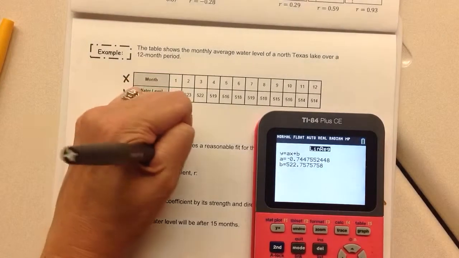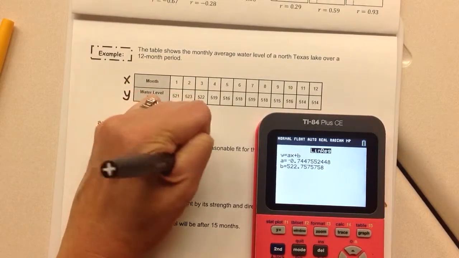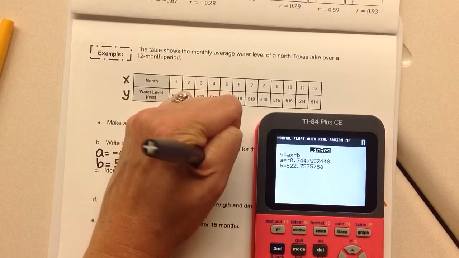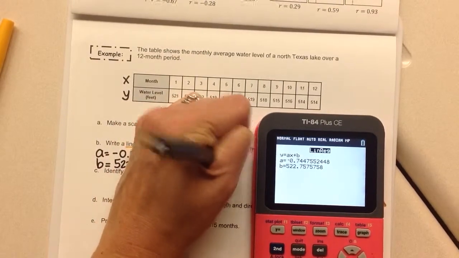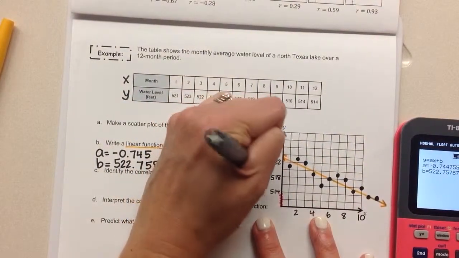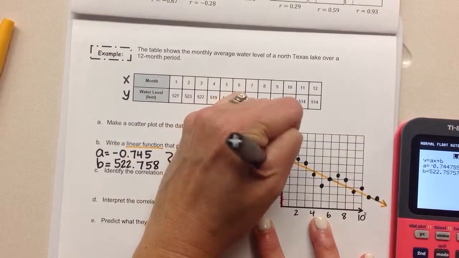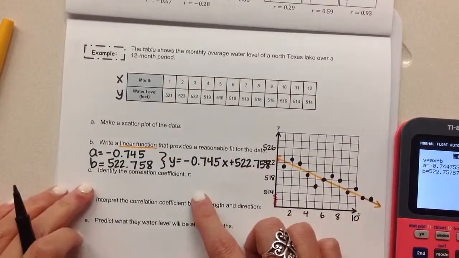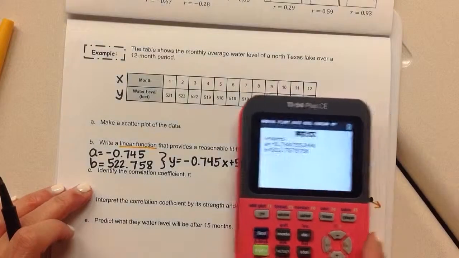And if I want to make an equation out of that, it's going to be y equals, my A is my slope, so negative 0.745x. And then my y-intercept is positive, so it's going to be plus 522.758. All right, and so now we're going to identify the correlation coefficient.